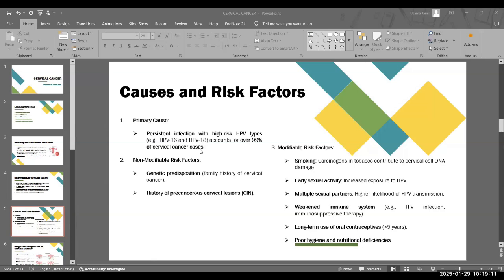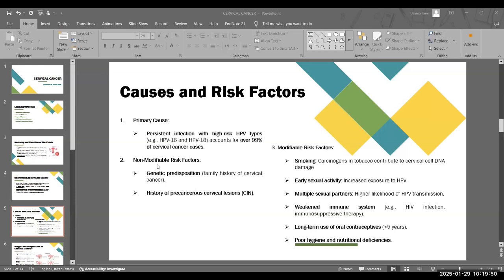There are other types of HPV viruses as well, like HPV 9, 11, probably 13 as well. But these are different types or variants of those viruses that cause mild disease or mild manifestations, either in the form of genital warts or other diseases. But HPV 16 and HPV 18 account for 99% of the cervical cancer cases. So these two strains are high risk HPV types.